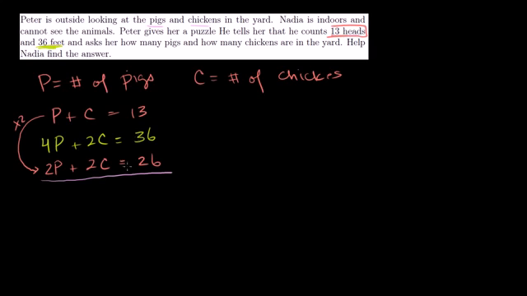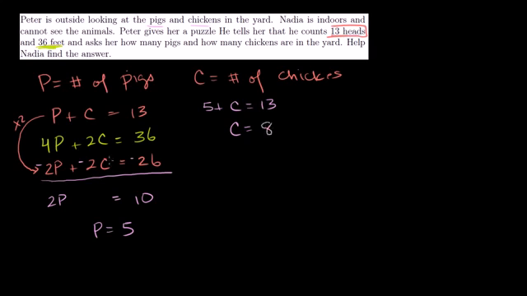So if you subtract the bottom equation from the top equation, or I could just put a negative sign everywhere here, just so you know we're subtracting. 4p minus 2p is 2p. 2c minus 2c is 0. That's why I did this, so that these would cancel out. And then 36 minus 26 is equal to 10. So 2p is equal to 10. Divide both sides by 2. We have 5 pigs. And then 5 plus the number of chickens is equal to 13. So we must have, subtract 5 from both sides, 8 chickens.